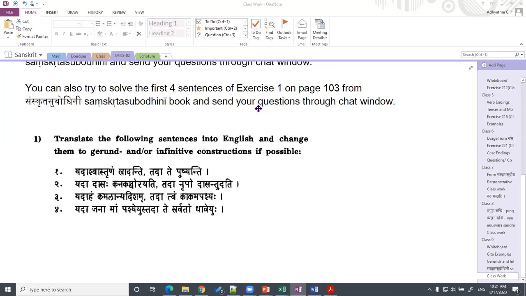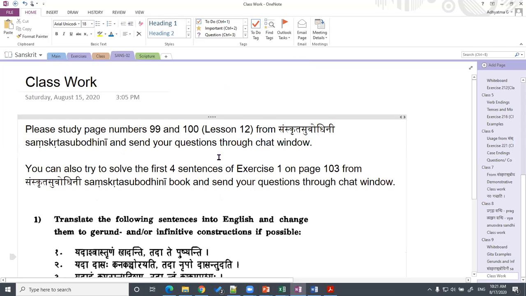So there is a comment here, confused about gerund and infinitive definitions. Both have the same rules. See the examples and see where the confusion is, and then you can write to us on the email. The function is quite different.